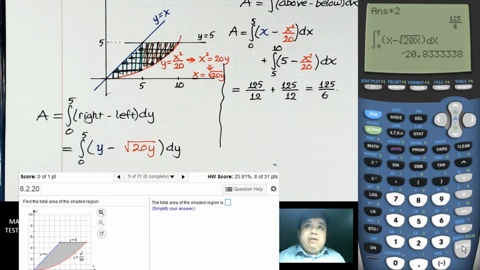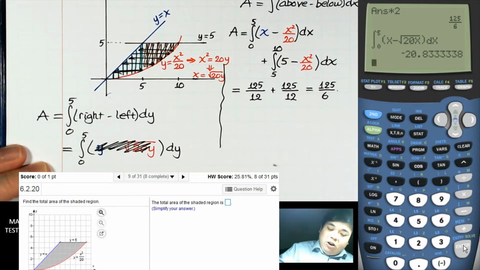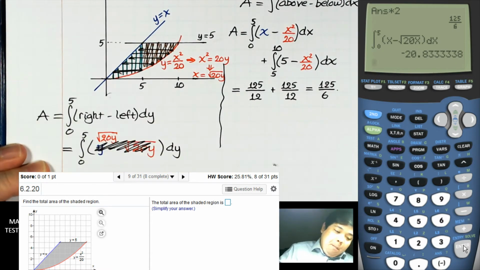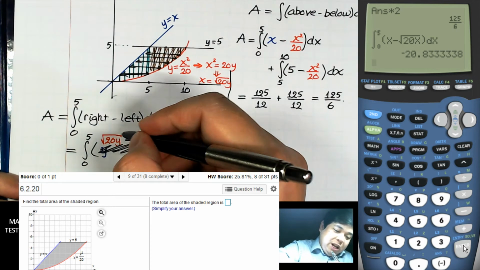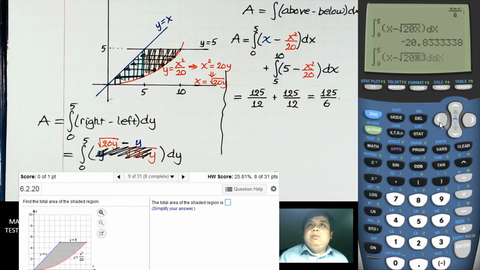Right, we have negative simply because that's not what it's supposed to be. The function on the right, square root of 20y, minus the function on the left, y. So they have to be like this. Let's do that again. The area cannot be negative. Right. Square root of 20x minus x.